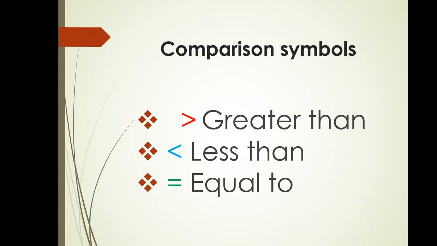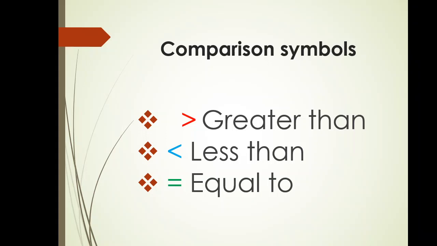That sign is less than. And then we have the equal to symbol, and this equal to symbol tells us that what we have on the left hand side is equal to, or the same as, the one on the right hand side. And the greater than symbol tells us which one is greater than or bigger than the other.